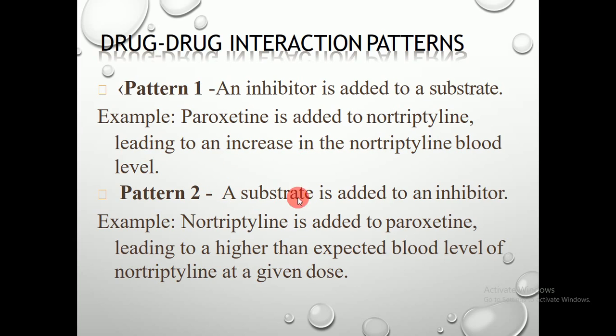Pattern 2: a substrate is added to the inhibitor. In pattern 1, the inhibitor is added to the substrate, and in pattern 2, the substrate is added to the inhibitor. When nortriptyline is added to paroxetine, pattern 2 is the opposite of pattern 1. Nortriptyline is an antidepressant drug, and paroxetine is also an antidepressant drug. When nortriptyline is added to paroxetine, it leads to a higher than expected blood level of nortriptyline at a given dose. So here the case is different.